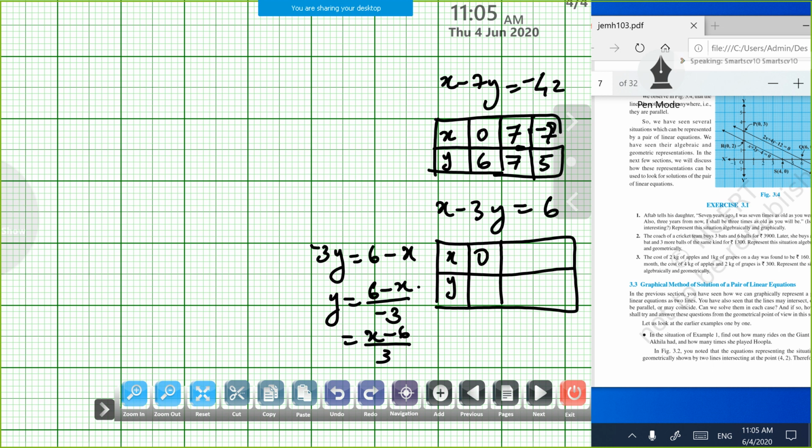Minus 6 by 3 is minus 2. Then put x is equal to 3, that is 3 minus 6 is minus 3 divided by 3, that is minus 1. Then put x is equal to 6. That is 6 minus 6 divided by 3, that is equal to 0.